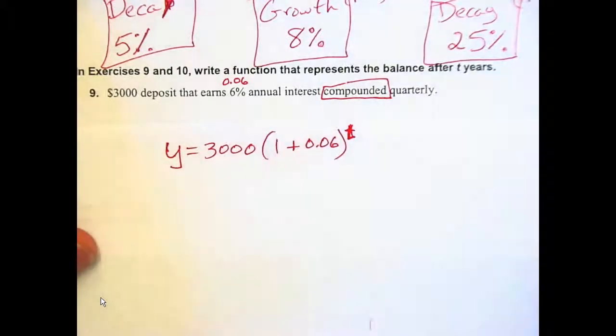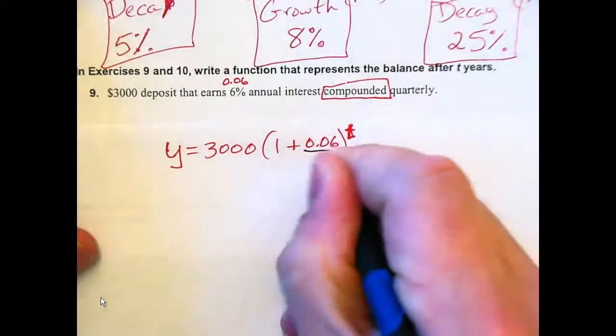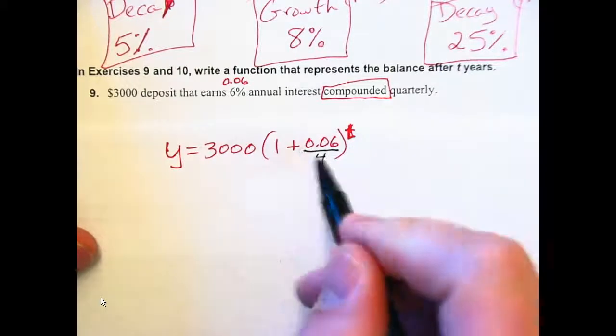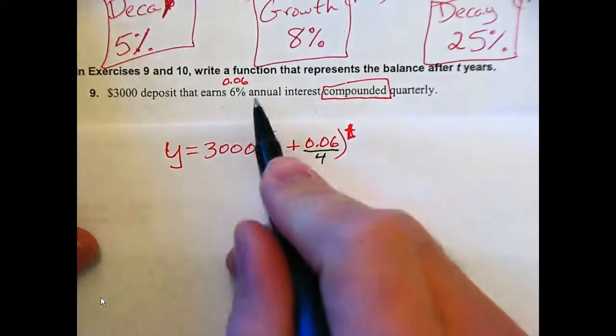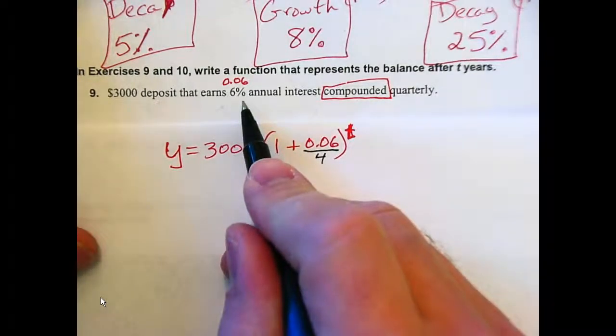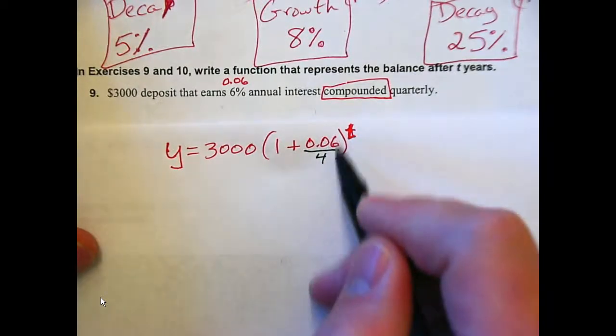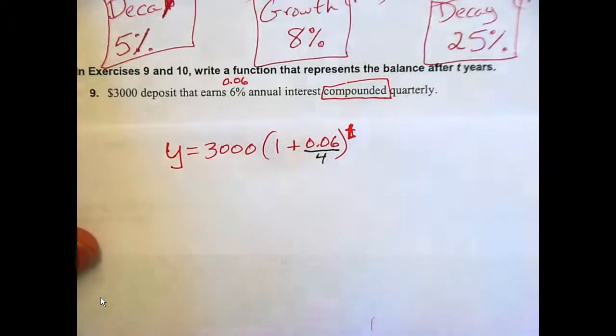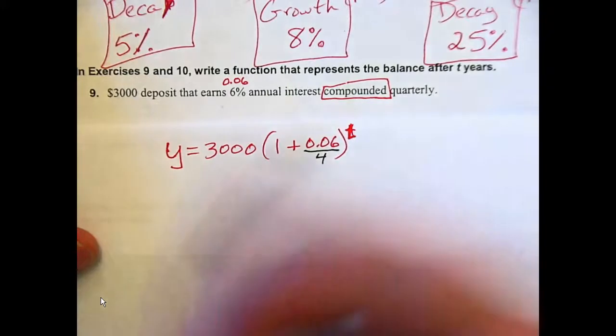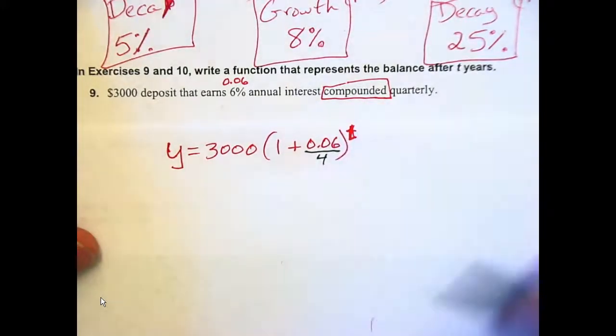There's 4. So we'd have to divide our whole rate by 4, because they're not going to give us 6% per quarter. They're going to give us 6% per year. That means you get 6% divided by 4 per quarter. It'd be like me saying, I'm going to give you 12 cookies this year.